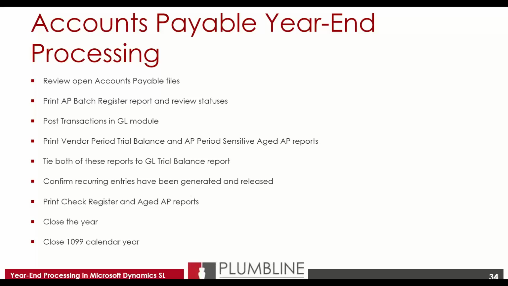You can also print your vendor period trial balance and the period sensitive aged AP reports. You can tie those to your GL trial balance report out of the general ledger module. If you happen to have recurring entries that you use in AP, make sure those have been generated, released, and posted to general ledger as well. A couple other reports you can use are the check register report and the aged AP report. You would then close the year in the GL closing screen and then close the 1099 calendar year if needed to roll the two open 1099 years forward 1 year. And that depends on what 2 years you have open, whether or not you need to do that or not.